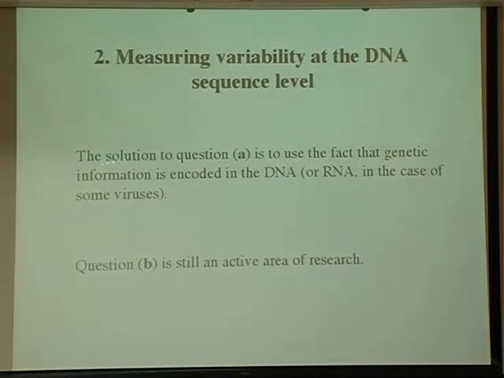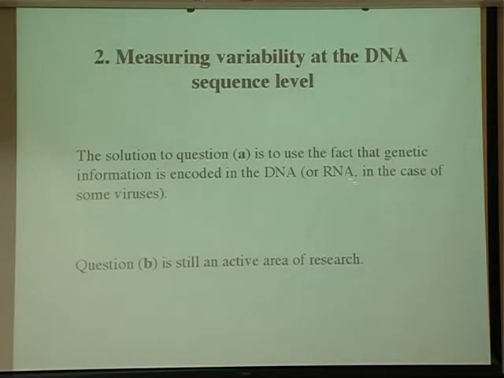So we can use the fact that genetic information is encoded in the DNA, and we can answer the question of how much genetic variability is involved. That was question A on a slide or two back. Question B on that slide was what's involved in controlling that variation? What are the causes of that variability?